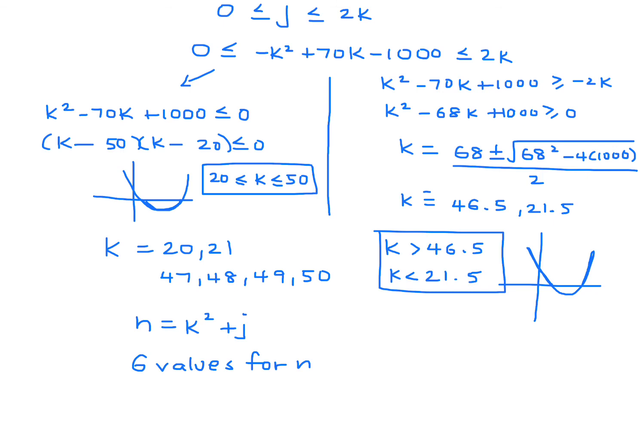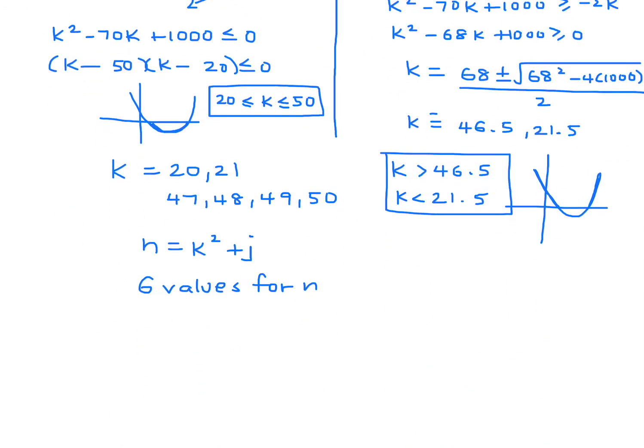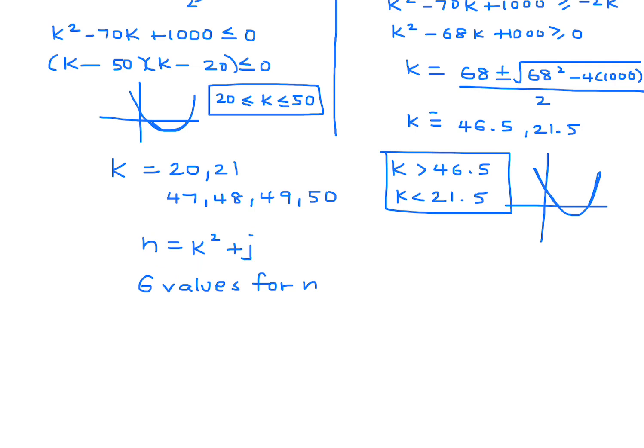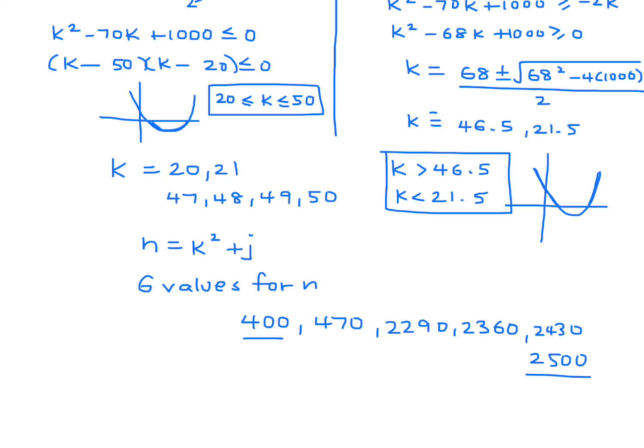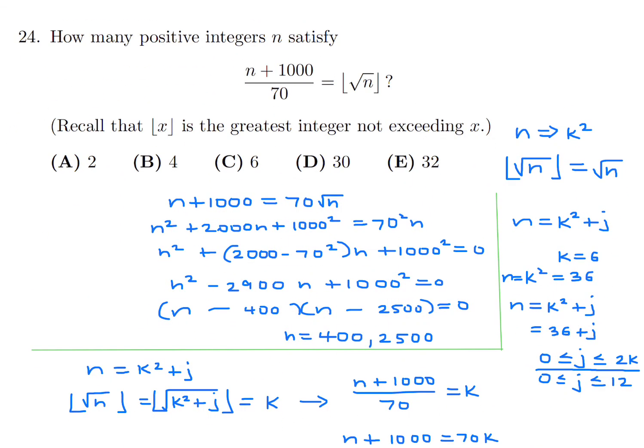But just for the sake of completion, if you want to figure out n, you can. K you already have up here. J you can get with this formula right there. Just plug in values of k into there to get j, and then you'll be able to get your values of n. Not that you need to, but if you really want to during your practice, then the values of n would be 400, 470, 2290, 2360, 2430, and 2500. And at the very beginning I had gotten those two. So 6 values, and therefore number 24, the answer is C.